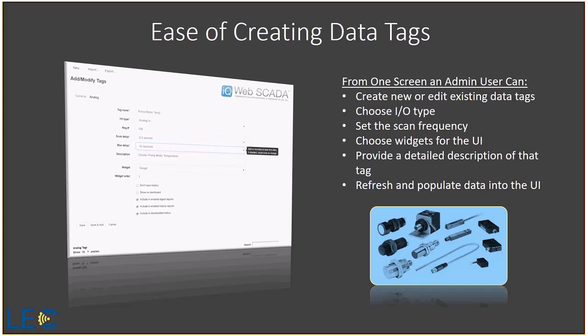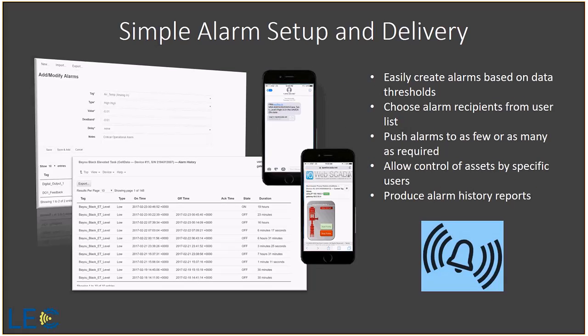You can choose your I/O type, you can set the scan frequency on how often that data goes into the application, choose the widget, provide some detailed description of that tag, and once that's refreshed, the data actually begins to populate into the UI. Corey will show you this in the live demo, but this is really a simple tool, and that's what we're trying to get across today, is simplified industrial IoT.